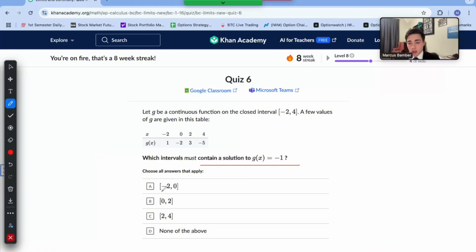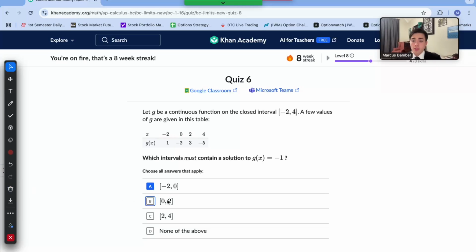We're going to test each of these intervals, so we'll start with answer choice A. We have the x value of -2 and the x value of 0, and we're going to see if -1 is in between the two y values that correspond to those x values. The y value for x = -2 is 1, and the y value for x = 0 is -2. And we know that -1 is in between 1 and -2. So if the function is going to decrease from 1 down to -2, there has to be an x value where the y value is equal to -1 in order for that to happen if g is continuous, which is a required constraint here. So answer choice A is correct.